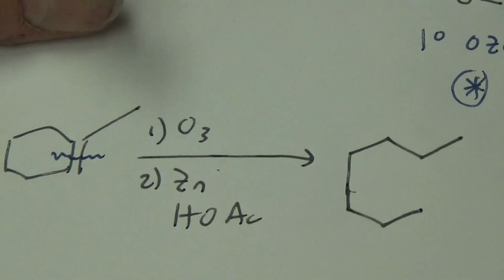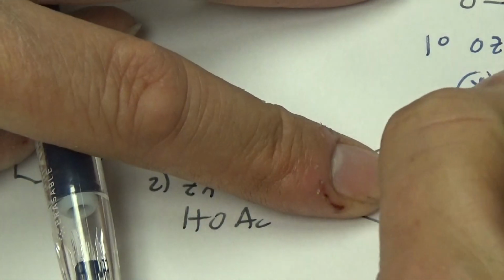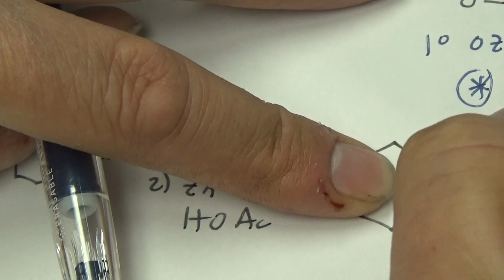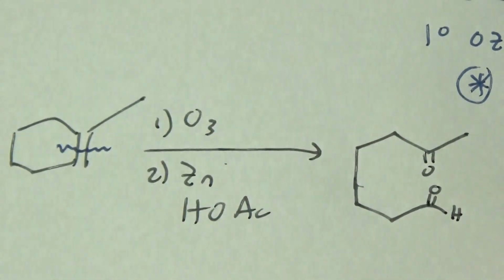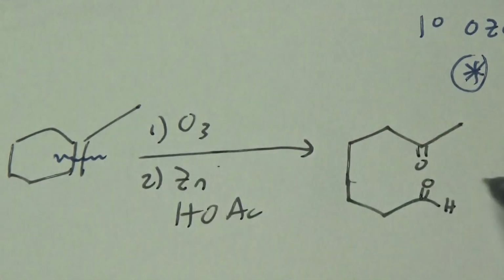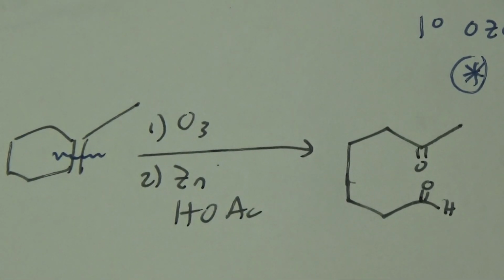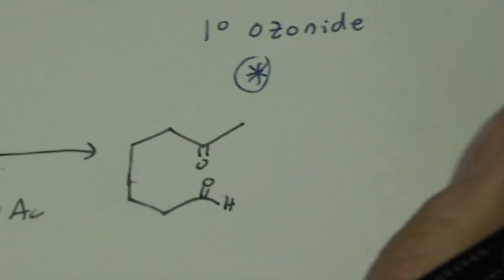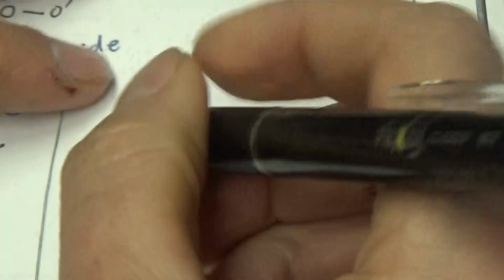So you still have these carbons, right? And now you got a ketone and a what? What's that called? Aldehyde, right? So it just cleaves the double bond and gives you a ketone and an aldehyde. Okay? One more.